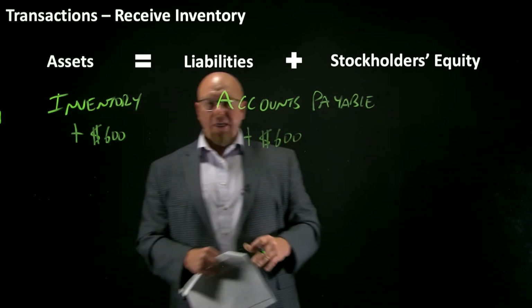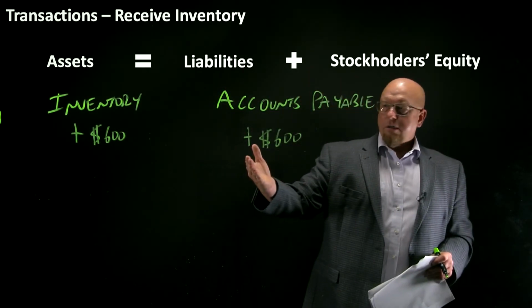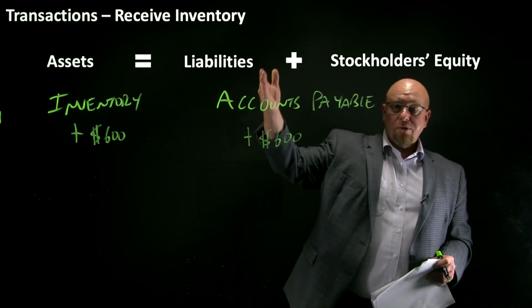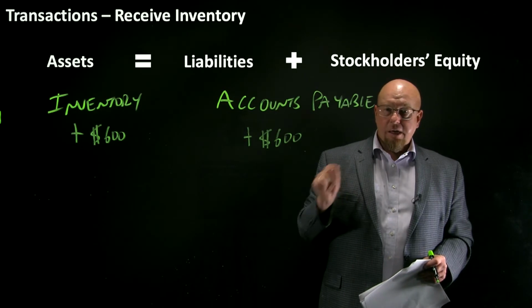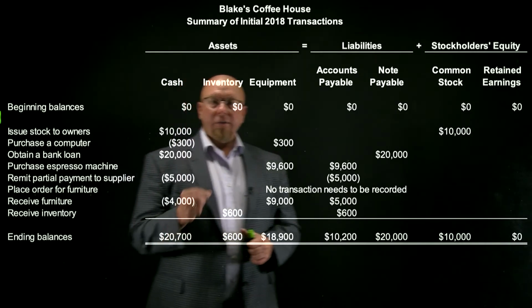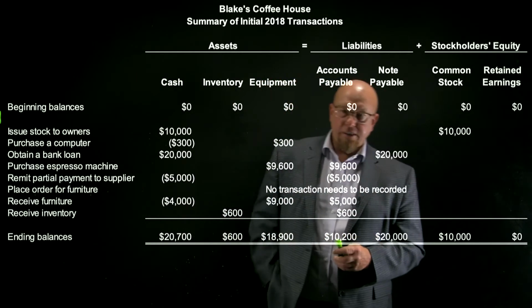So what you can see is that an asset called inventory increases. This current liability called accounts payable that we owe to our vendors increases. And the accounting equation continues to stay in balance. So this is the summarized step of recording those transactions.